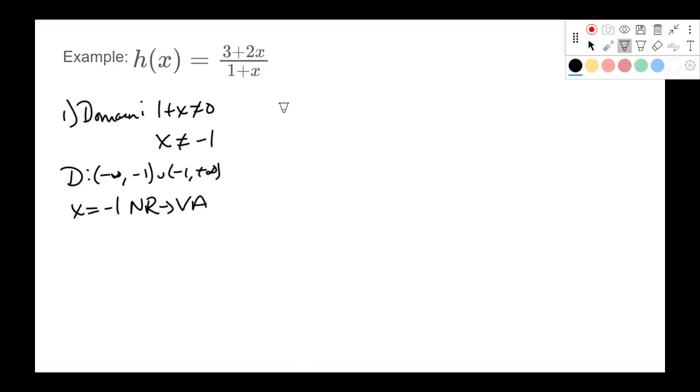So now, my next step is going to be to find the horizontal or slant asymptote. There's going to be one or the other, never both. All right, so I'm going to look at the degrees. The degree in the numerator is 1.